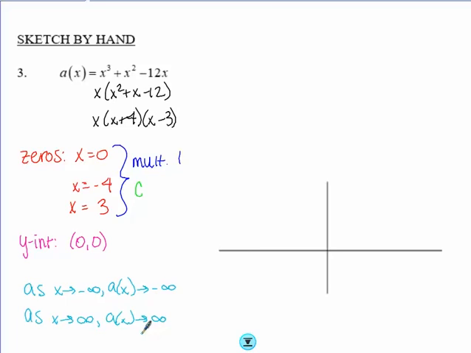From this, I can sketch my graph. So the graph crosses the x-axis at all three zeros, and I know that my end behavior will be something like this. So my graph will look approximately like this.